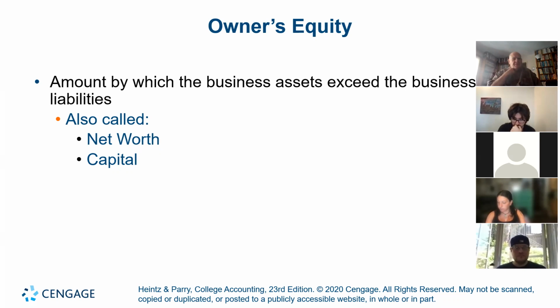Owner's equity. Well, it's the amount by which assets exceed the liabilities. Company has $10,000 in assets, and the company owes $4,000 to their suppliers and lenders. The difference of $6,000 is called the net worth of the company. It's called the equity of the company. It's called capital. It's got different names. That takes us to our accounting equation.